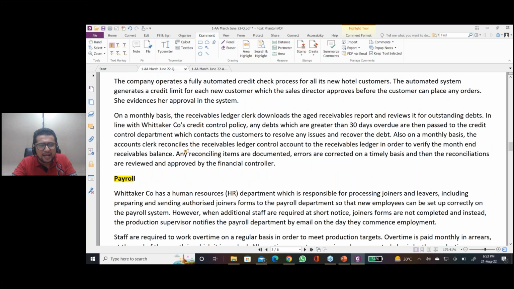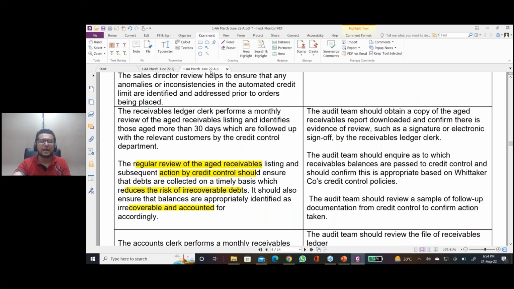Also, on a monthly basis, the accounts clerk reconciles the receivable ledger control account to the receivable ledger in order to verify the month-end receivable balance. Any reconciling items are documented, errors are corrected on a timely basis, and then the reconciliations are reviewed and approved by the financial controller. Well done.